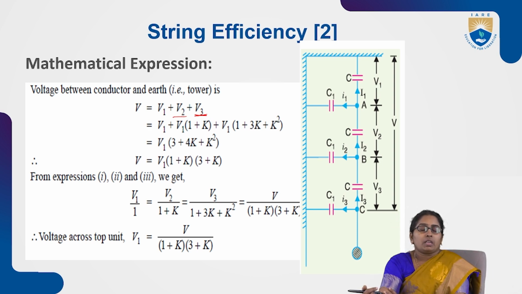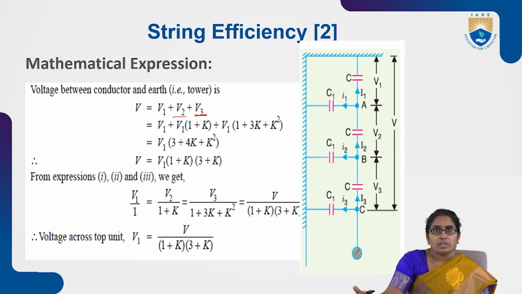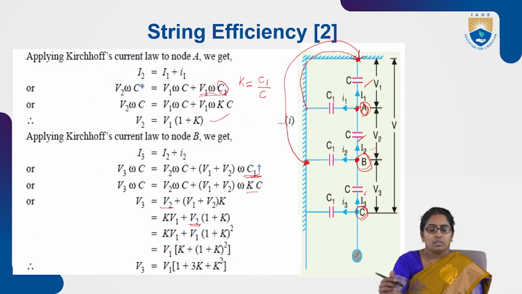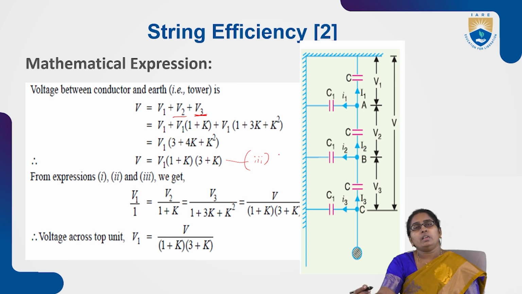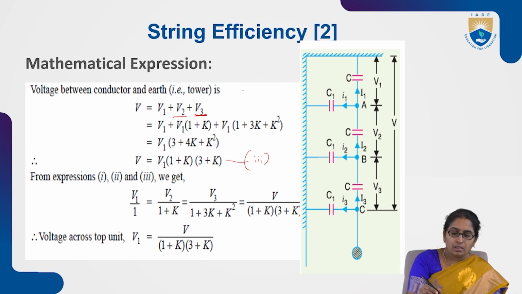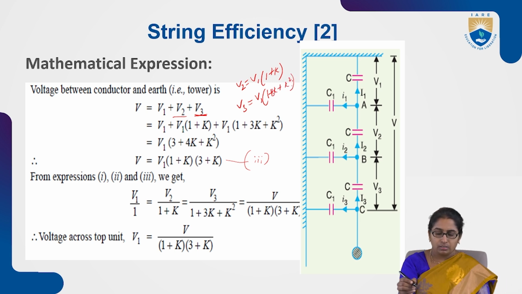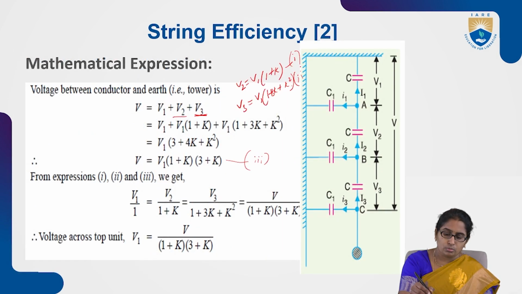So finally V1 is common taken. So V is equal to V1 into 3 plus 4K plus K square, that is, V1 into 1 plus K into 3 plus K. Now from the expressions 1, 2, 3, what are the equations? This is the first equation, this is the second equation, and this is the third. Equation 1: V2 is equal to V1 into 1 plus K. And V3 is V1 into 1 plus 3K plus K square. So this is 1, this is 2, this is 3.